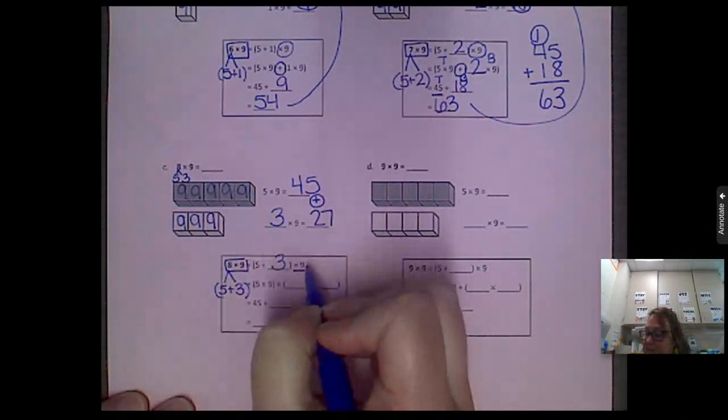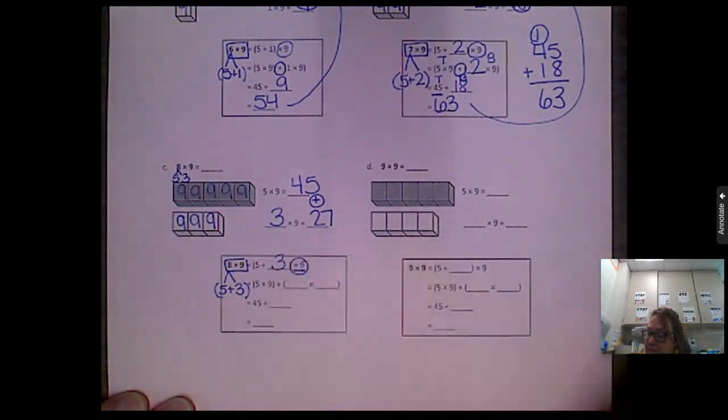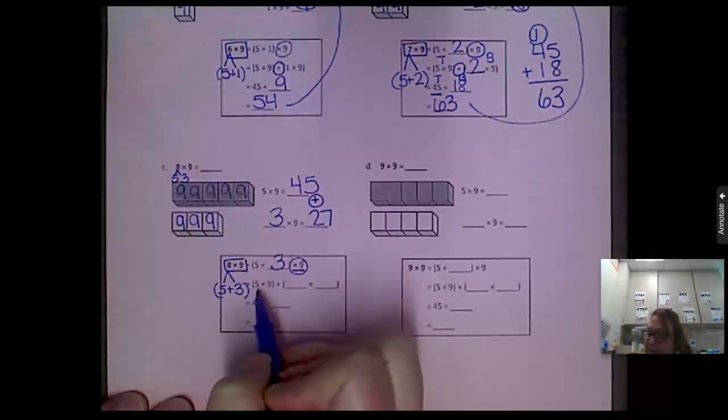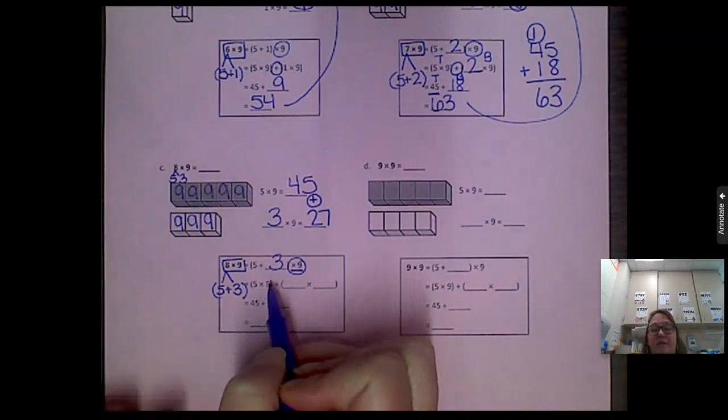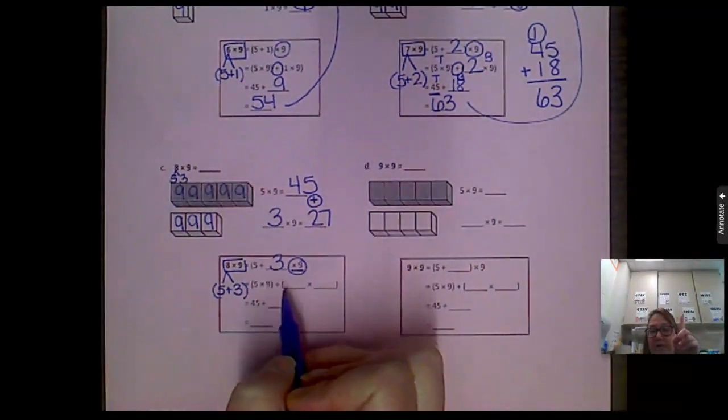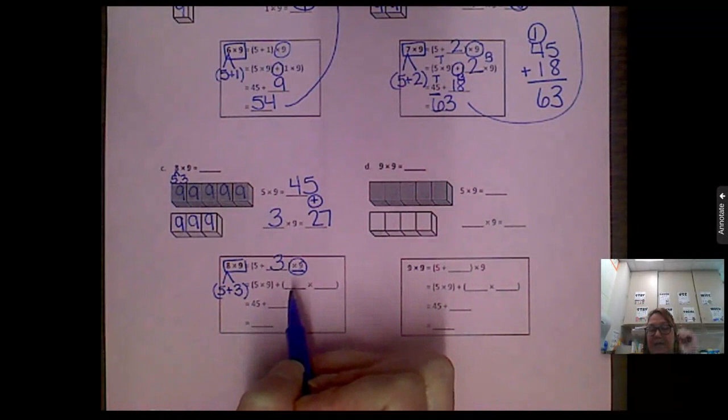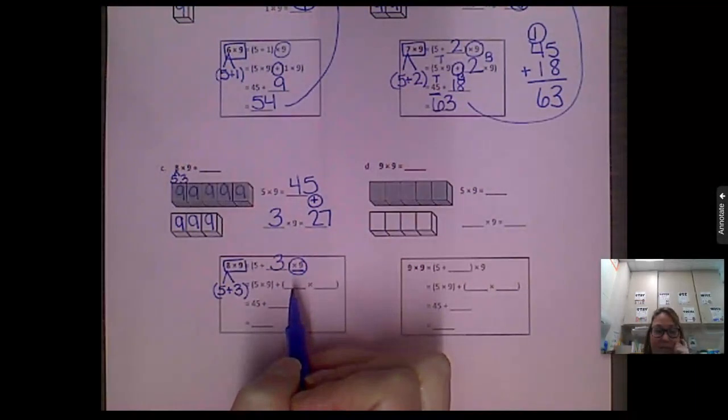Because there's 9 in each group, right? Okay. So then we're going to break it up even more. It equals 5 times 9. 5 times 9 comes from the top plus blank times blank. If you already did this, what did you put in those two blanks? And even if you didn't do it, think aloud and tell me, what did you put in those two blanks?